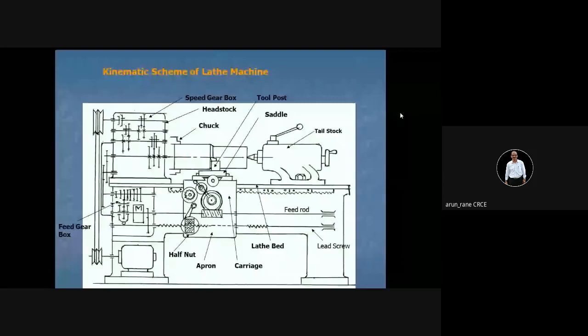Yeah. So now the drive transmits. Please respond, am I audible? No, my voice is clear. Yes, speak.